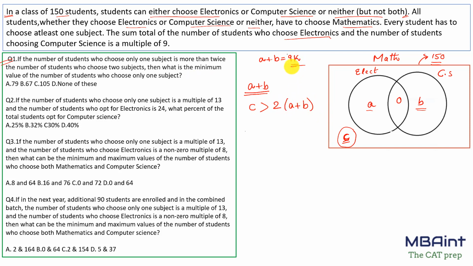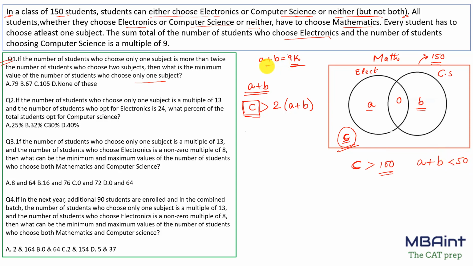And we also know that A plus B is a multiple of 9. Now what does it ask? What is the minimum number of the students who chose only one subject? So we have to find the minimum value of this C. Now we can look into the situation like this, that the total number of the students is A plus B plus C, and that is equal to 150. And C is more than twice the number of the students of A plus B. So this says that C must be greater than 100, right? And A plus B must be less than or equal to 50.